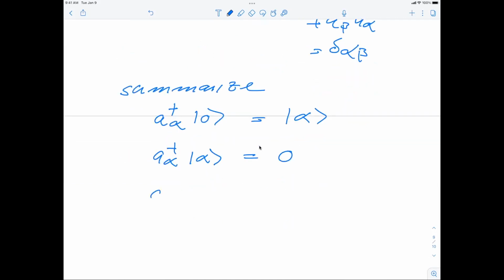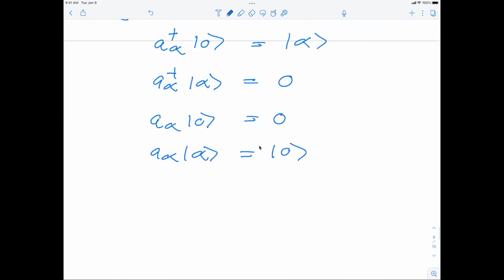We have A alpha acting on the vacuum state, which is equal to 0. We have A alpha acting on the state alpha, which brings back the vacuum state. Later, the nice thing with second quantization is that you can always redefine the vacuum state. And later we are going to see a vacuum state which is redefined according to where you have defined the Fermi level. And that's going to simplify calculations further.